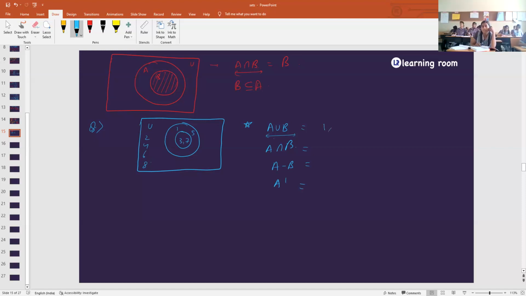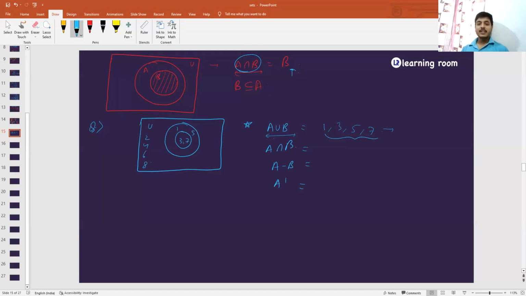1, 3, 5, 7, sir. 1, 3, 5, 7. Can you name this set? Like this girl said that A intersection B is B itself. So can you name this set A union B? This is A only. You can see that all of the elements of this particular set that you have framed, A union B, are there in set A. This is set A, this is set B. So all of this is in set A. Understood?